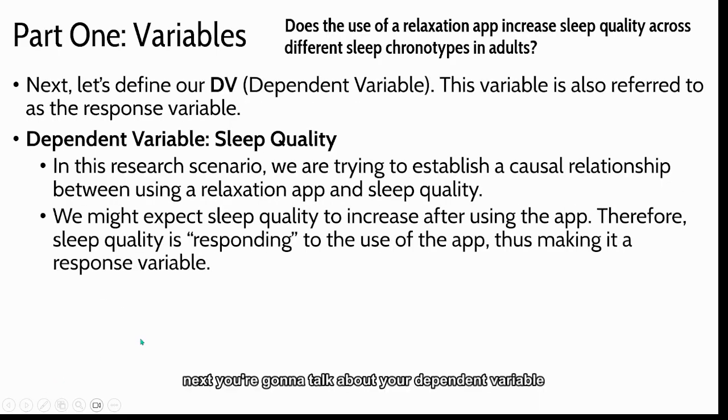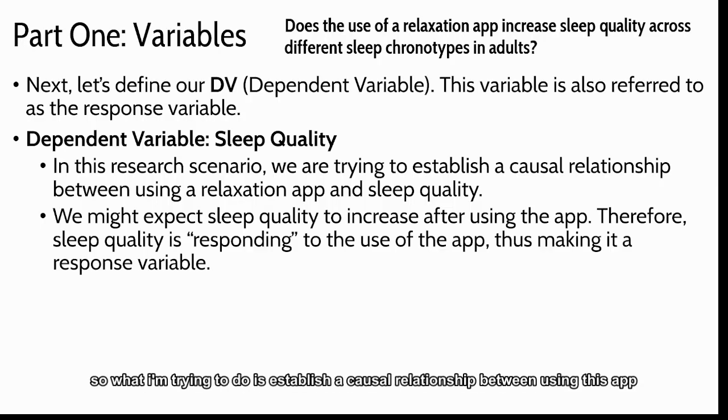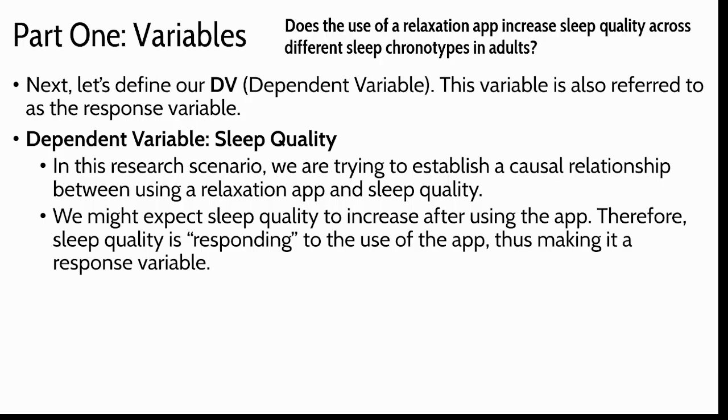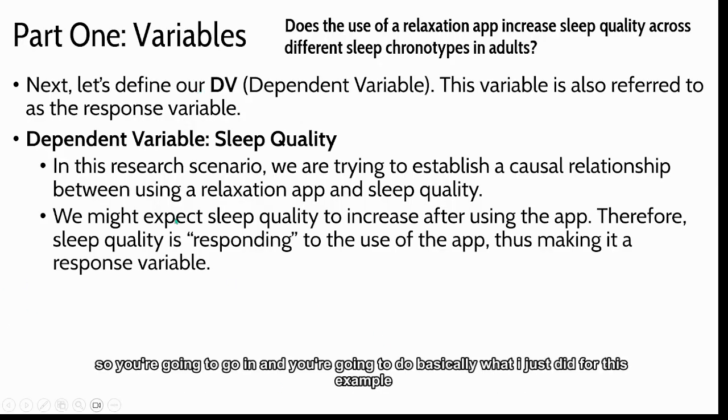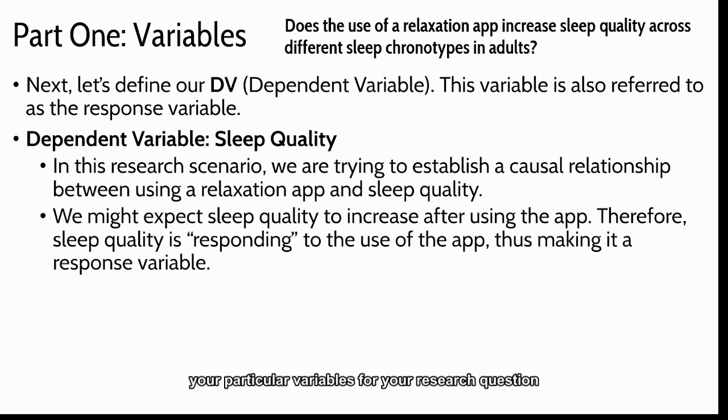Next, you're going to talk about your dependent variable. The dependent variable is frequently referred to as your response variable. In this particular scenario, my dependent variable is going to be sleep quality. What I'm trying to do is establish a causal relationship between using this app and sleeping better. So I expect sleep quality to increase after using the app. My sleep quality is responding to the use of the app, and that makes it a response variable. Response variables are also called dependent variables. So you're going to do basically what I just did for this example, talking about your particular variables for your research question.